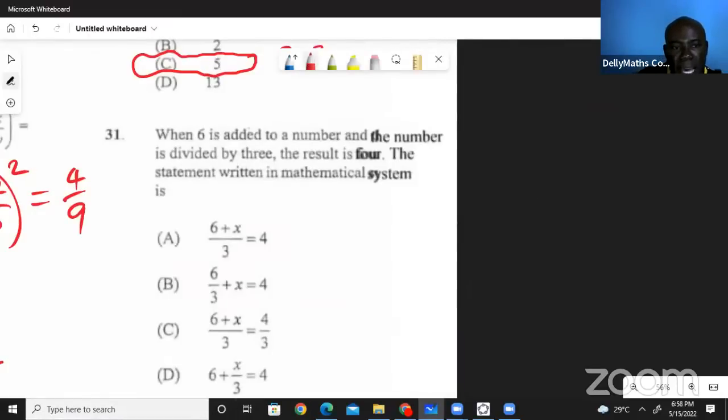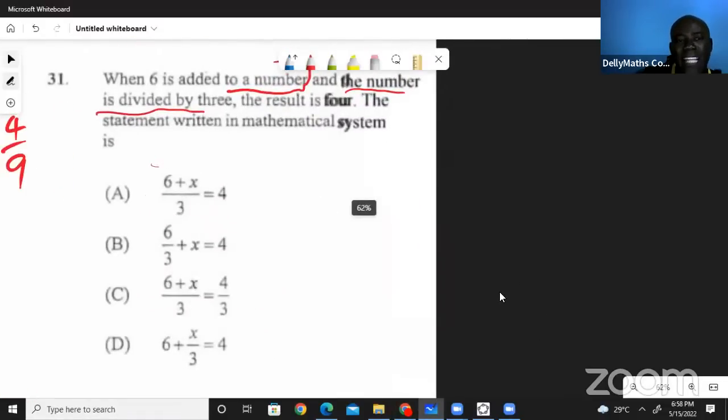When 6 is added to a number, and the number is divided by 3, the result is 4. So let's think about the statement below. Think about this: when 6 is added to a number, and the result is divided by 3.